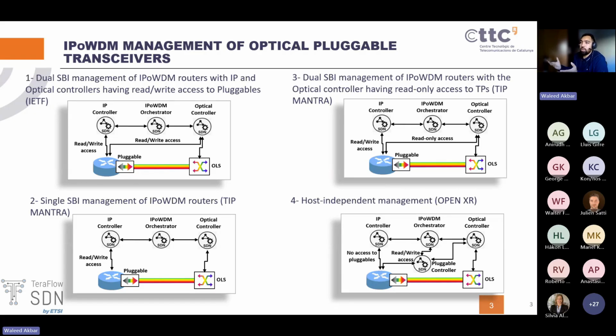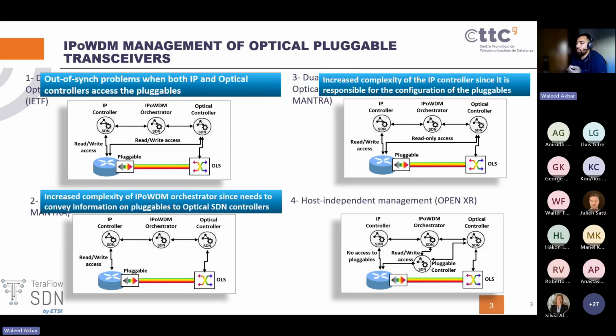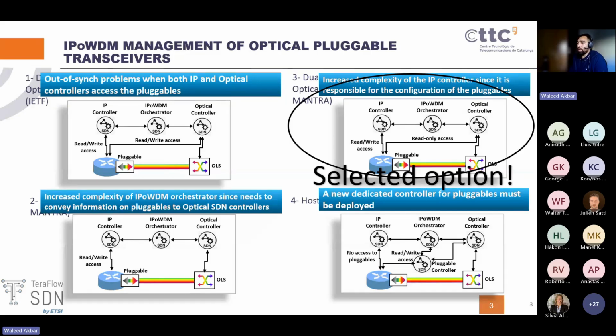We can use one of these ways to manage the pluggables. I'm not going into the detail of this, but I'm just going to tell you what may be the reasons we have selected the one that we are going to use. We have selected the third option, that is to give the control of the pluggable to the packet controller. That means the packet controller is responsible for read and write access onto the pluggable, and the optical controller will only be responsible for reading. It cannot edit or configure anything. So that is the reason we went for this.